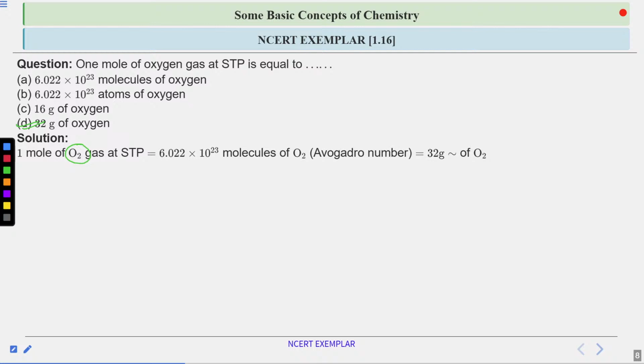So 1 mole of O2 gas will have a molar mass of 32 gram, as there are 2 atoms of oxygen present in 1 molecule. Clear? Therefore, in 1 mole, 2 into Na atoms will be present, in Na number of molecules. But here we are taking only 1 mole of the molecule. That means it will be 16 plus 16, which is 32 gram.